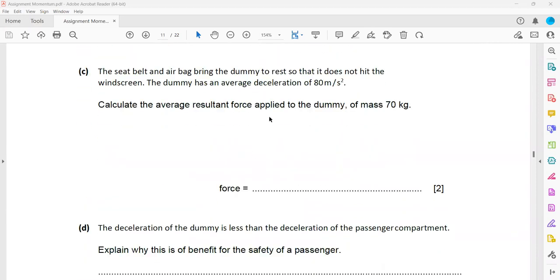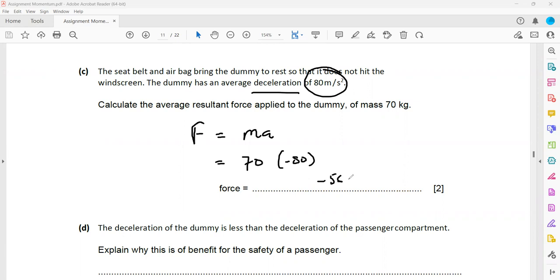The seat belts and the airbags bring the dummy to rest so that it does not hit the windscreen. The dummy has an average deceleration of 80. Calculate the average resultant force applied on the dummy. We have the formula, the resultant force is equal to ma, and the mass is 70, and the average deceleration is negative, because it's a deceleration. So it will be negative 5,600 newton. That's the average force which this dummy will experience.